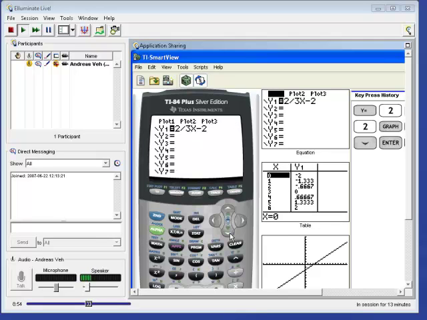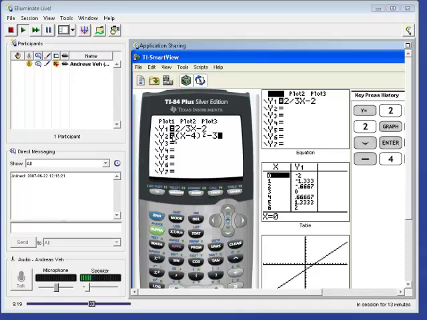Let's try another one. Y equals, and this will be the parabola, where y equals x minus 4 squared minus 3. You can also see that this is kind of an introduction to the graphing calculator, that we've become a little bit familiar with it, and that you can see how to use it.